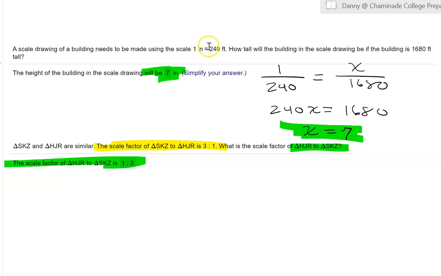Here we're looking at a scale building, and that is in a ratio of 1 to 200. 1 inch is equal to 240 feet. So what if the scale building was 1,680 feet? And so we're looking for how many inches that would be. So we cross multiply, we get 7.